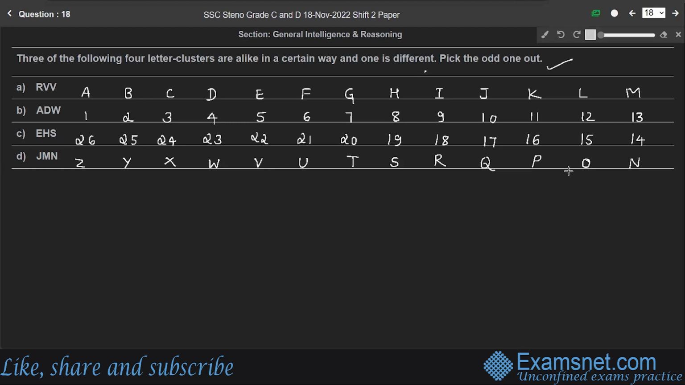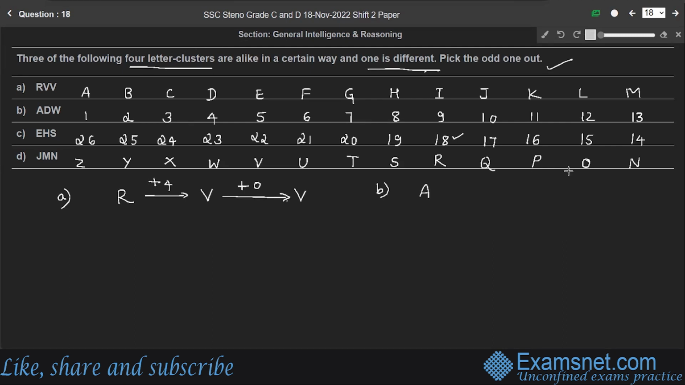Question number 18. Three of the following 4-letter clusters are alike in a certain way and one is different. Pick the odd one out. Here we'll consider cluster E, RVV. Here R's positional value is 18 and V's positional value is 22. So I can write R plus 4 as V. And again we have V, so V plus 0 is V. So we'll consider option B.